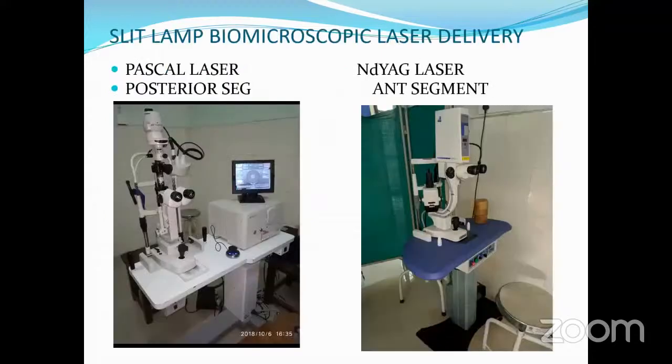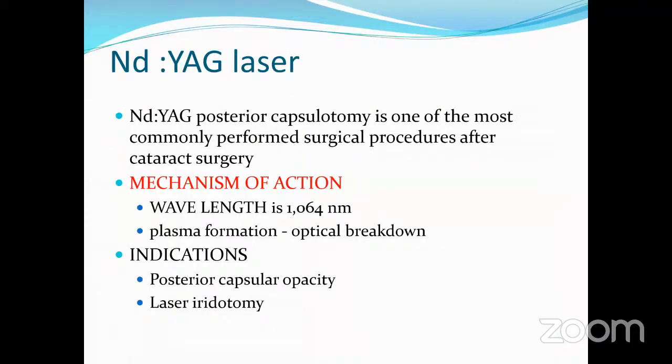Now, slit lamp biomicroscopic laser delivery: the Pascal laser is what you're seeing on the side, and that is basically present in our unit also. It's a multifocal laser beam for the posterior segment. The Nd:YAG laser, which is for the anterior segment, is on the other side. We use that for capsulotomy. Both these lasers are present in our hospital. Nd:YAG laser posterior capsulotomy and PI are among the most commonly performed procedures after cataract surgery. The wavelength is 1064 nanometers, and there is plasma formation with optical breakdown.